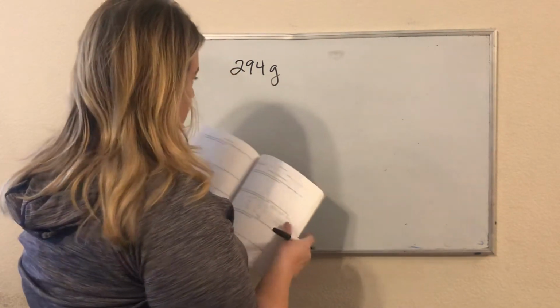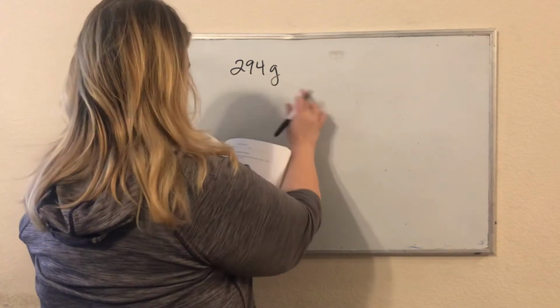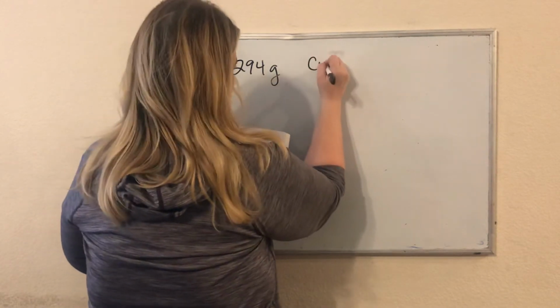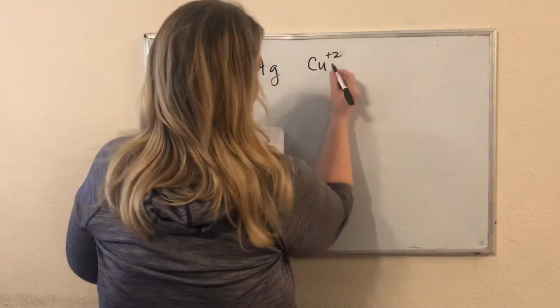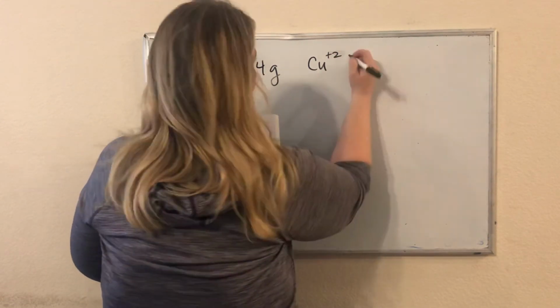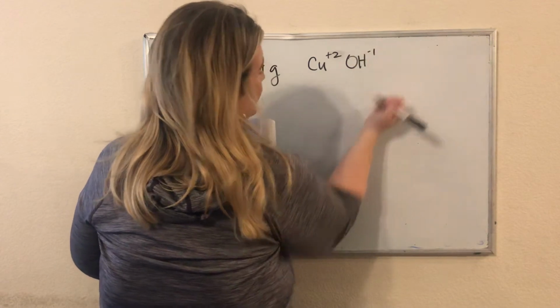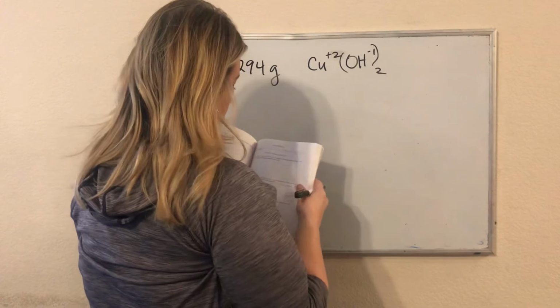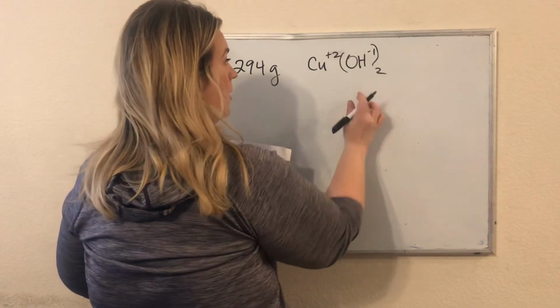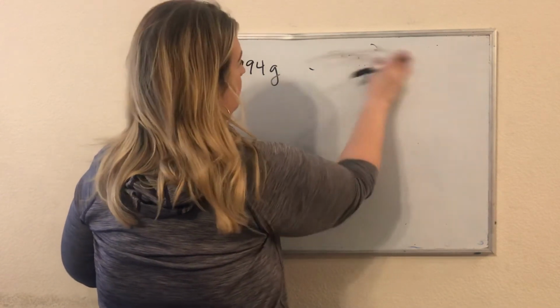So we know we've got 294 grams of copper 2. So we know it's copper 2 hydroxide, so it's got a +2 charge. And then we've got hydroxide, and that has a -1 charge. So we're gonna have to do 2 of those. So that is our chemical formula. I'm gonna rewrite that so it's a little cleaner.